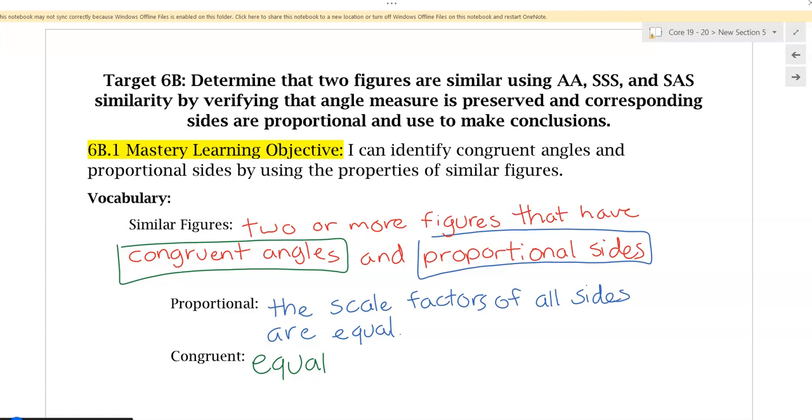And this gives us two things that are the same shape, but different sizes. The congruent angles, the angles are all equal, so our shape is not getting wider or narrower or anything like that. But then the sides are just proportional. So they could be different sizes, as long as the fraction stays the same.